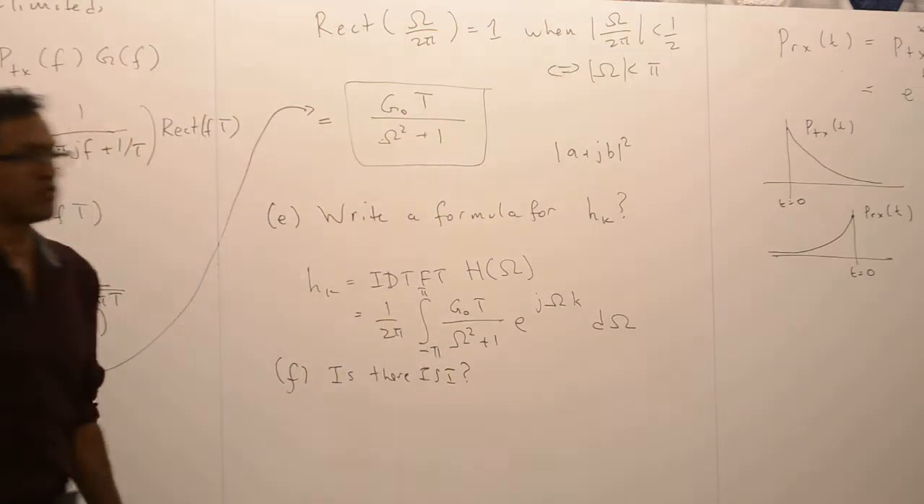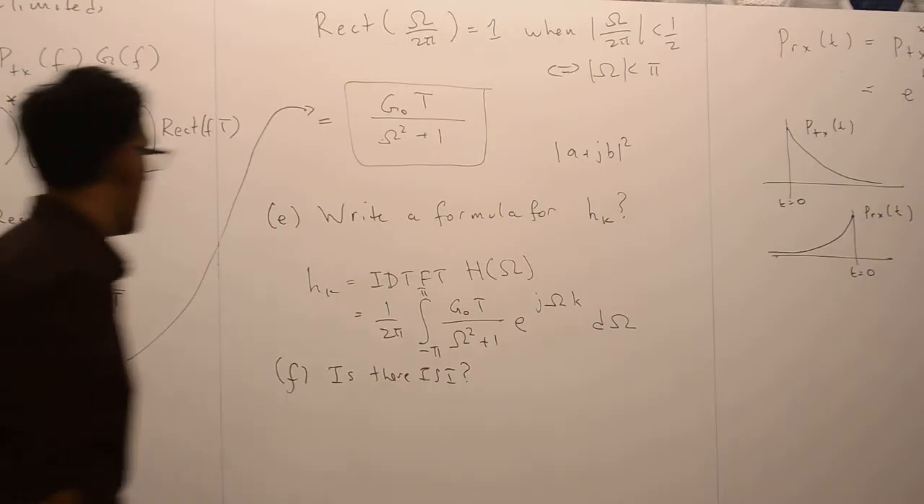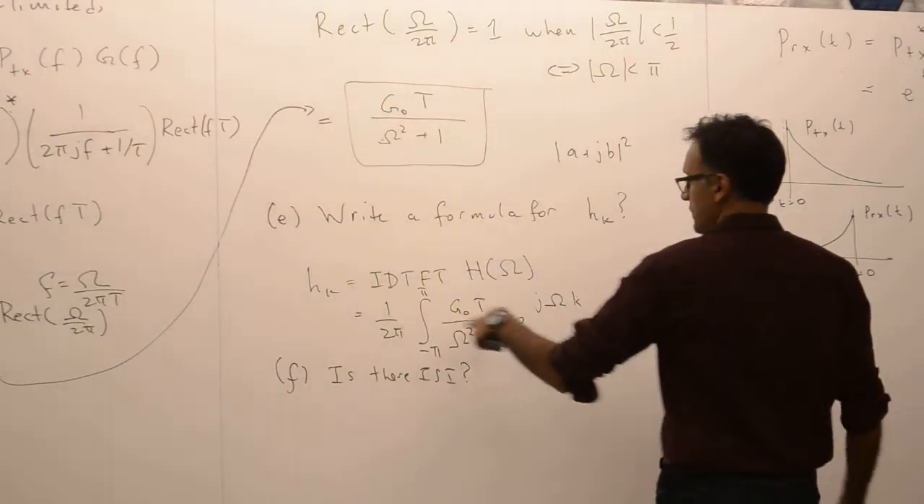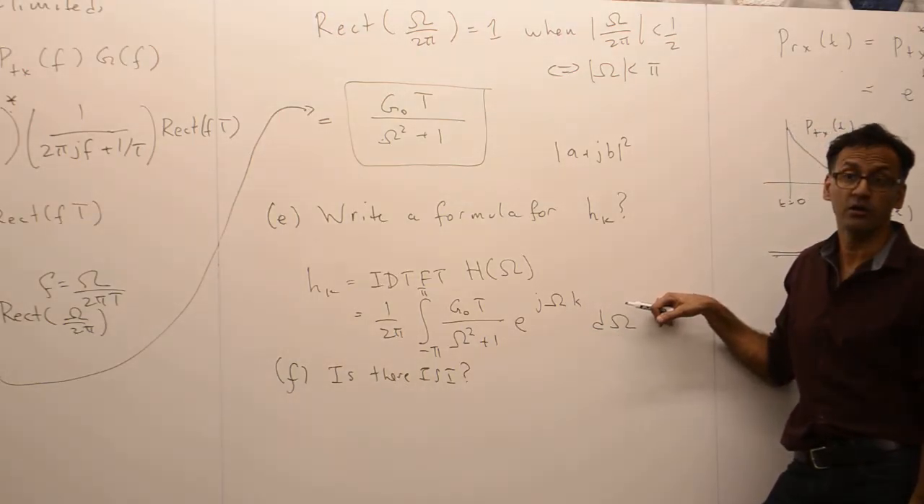Is there ISI in this channel? Yes or no? No. Well, okay, when is there ISI? There's ISI whenever these coefficients are non-zero, when there are non-zero coefficients for k not equal to 0.